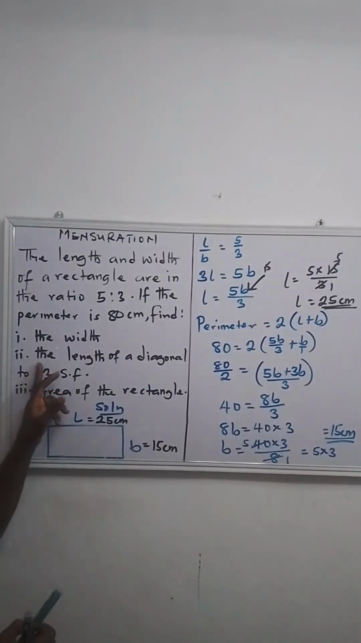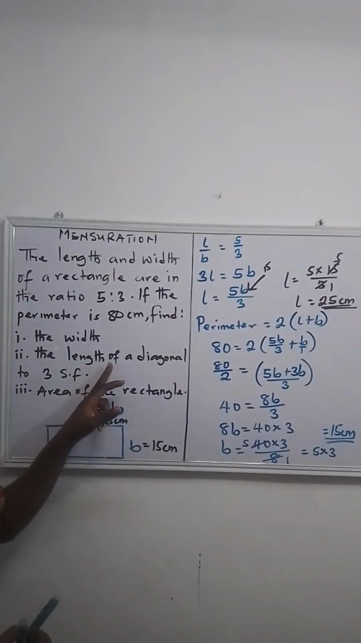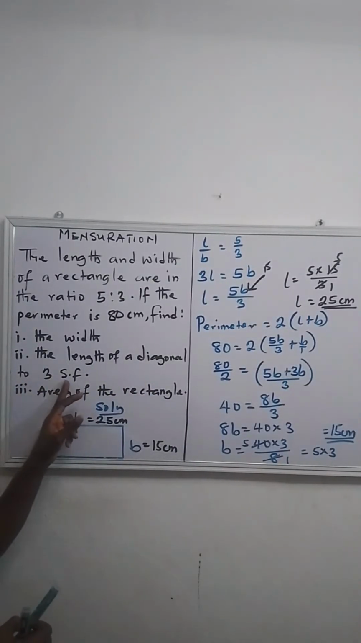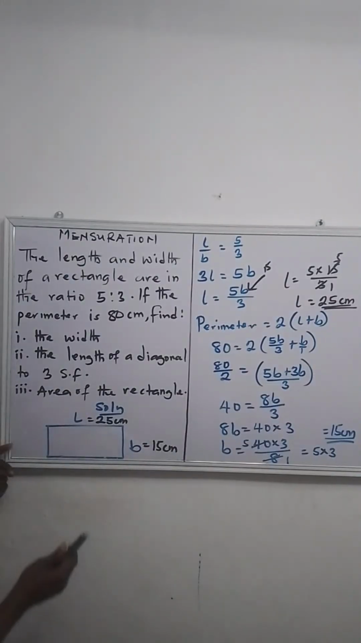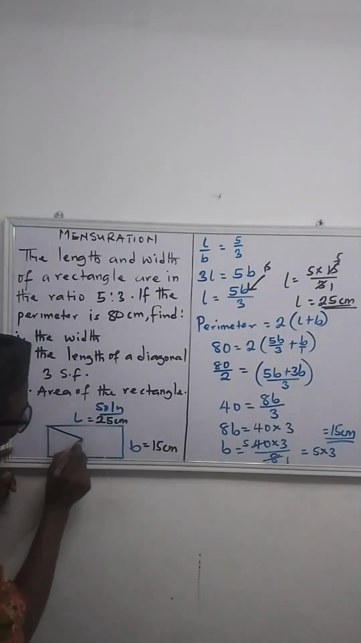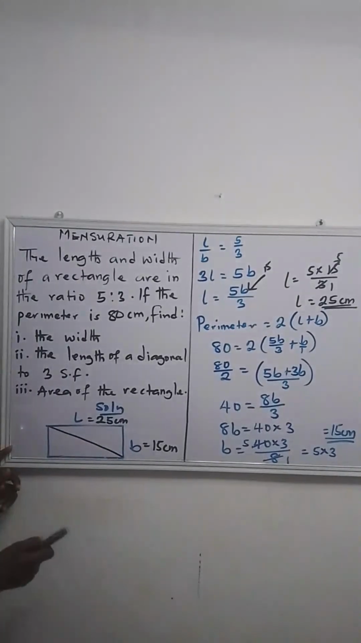Now, the next is you have to find the length of a diagonal to 3 significant figures. So the length of a diagonal, this is a rectangle. A diagonal is a line that goes in this direction.